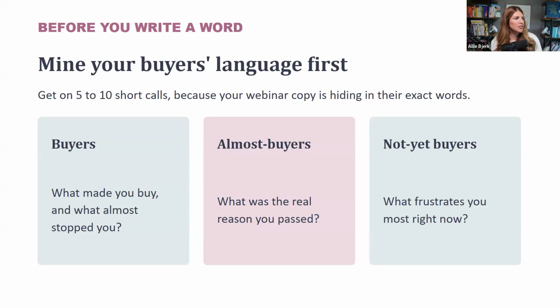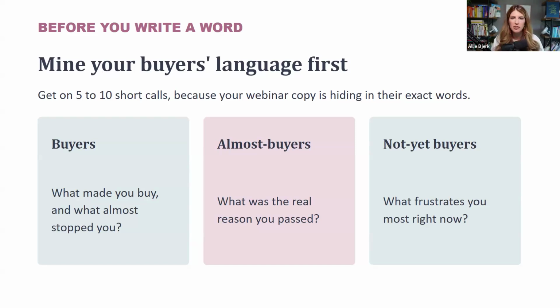So you can ask buyers, what made you buy and what almost stopped you. If someone almost bought, but they didn't buy, you can ask, what is the reason that you passed? And this is one of those follow-up surveys that you can send via email too: why didn't you buy?